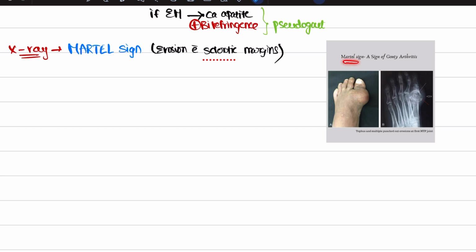That is called the Martel sign. It is a sign of gout. When you take an X-ray, you will find this sign. Just try to remember it. If an X-ray image comes in the question, you need to mark the Martel sign. Don't forget to mark it. Every one mark is also very important.